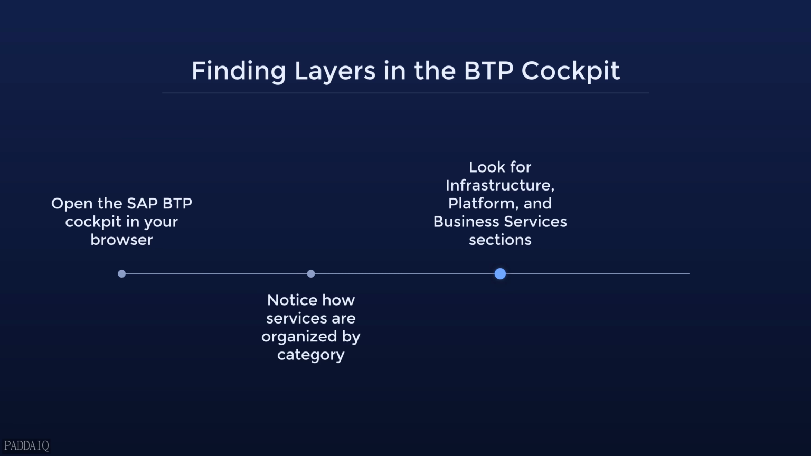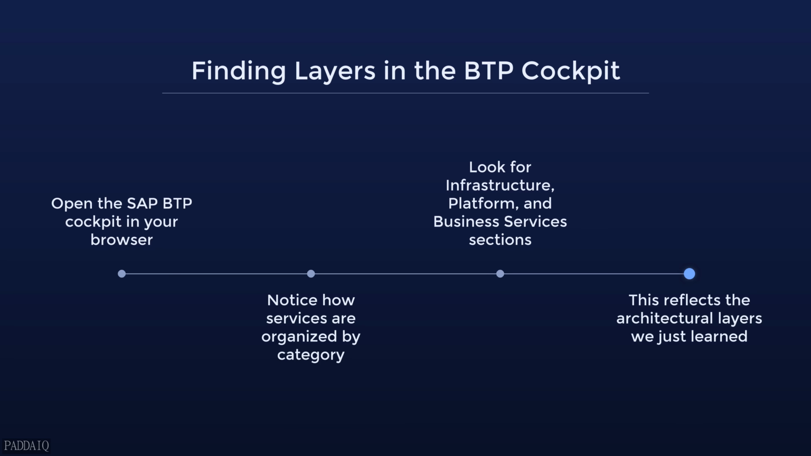Look for infrastructure, platform, and business services sections. This means the BTP cockpit organizes services into these three main areas for easy navigation. For example, infrastructure services provide cloud hosting, platform offers development tools, and business services include pre-built solutions. Recognizing these sections helps you quickly locate and manage the specific resources you need for any project.